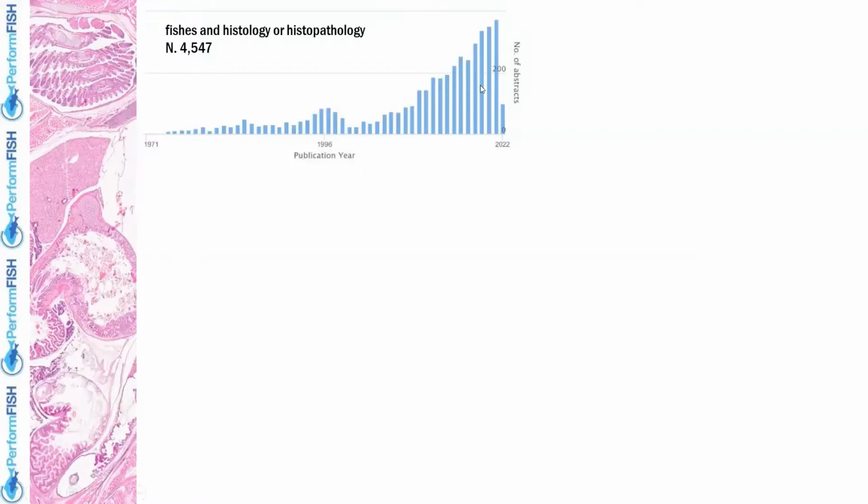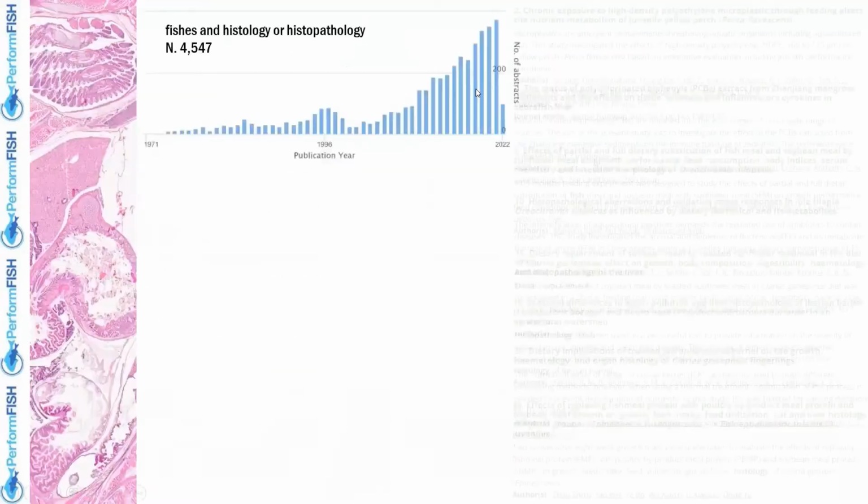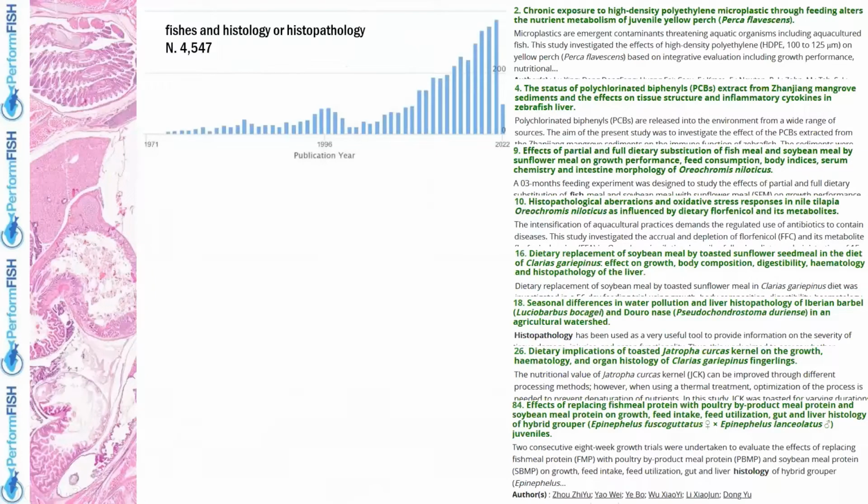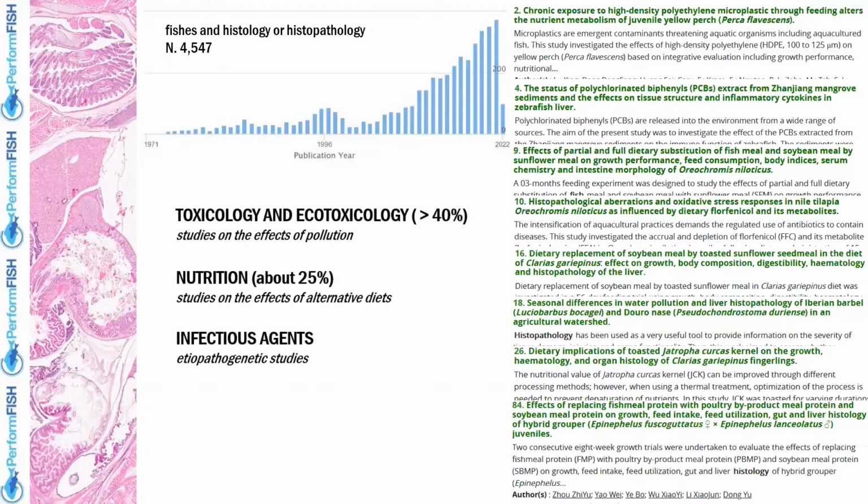You can see some of them, and these studies use, of course, histology. More than 40% involve a study on the effect of pollution, a very current topic in effect. About percent studies the effect of alternative diets or nutrition effect in different studies, and of course many etiopathogenetic studies on infection agents are included.